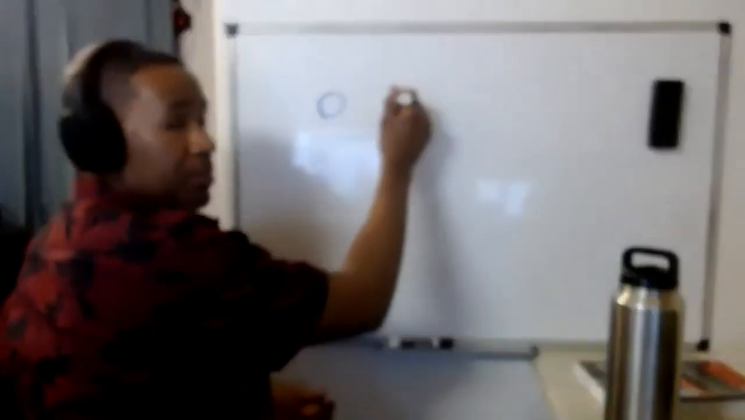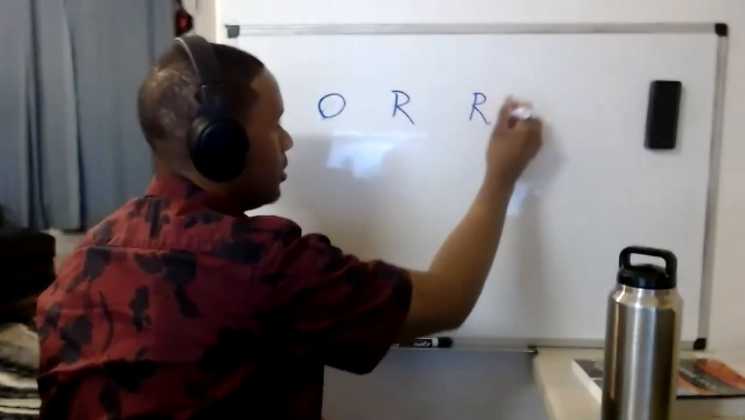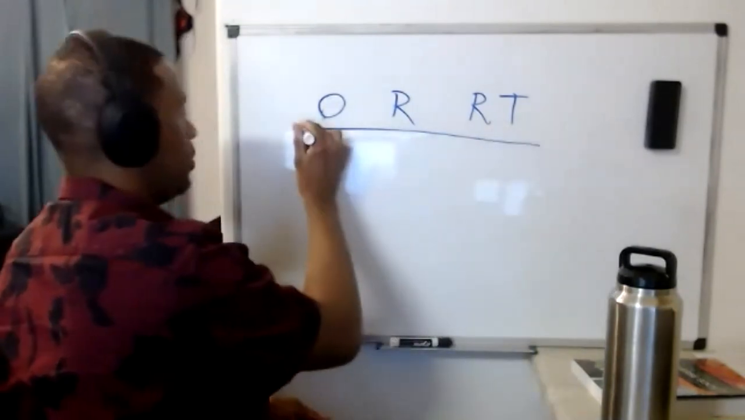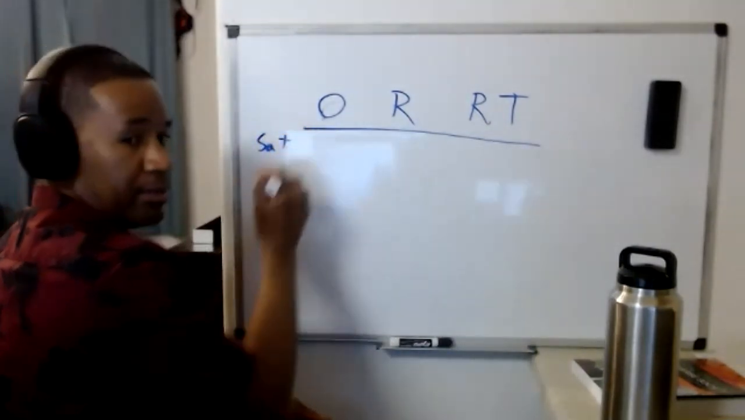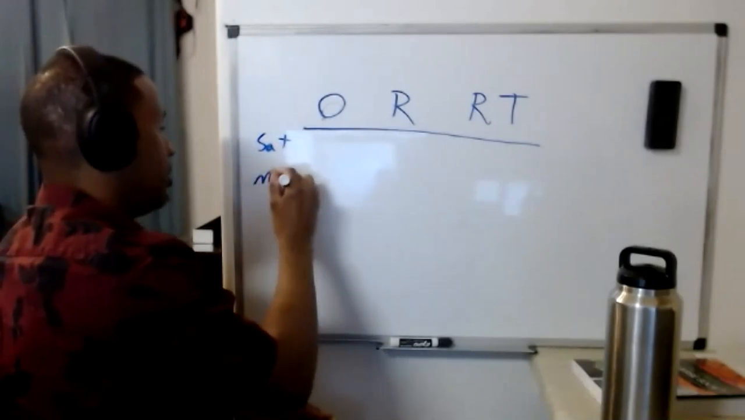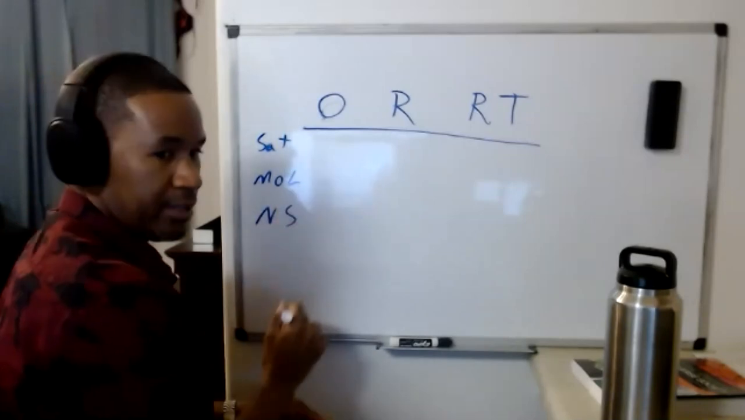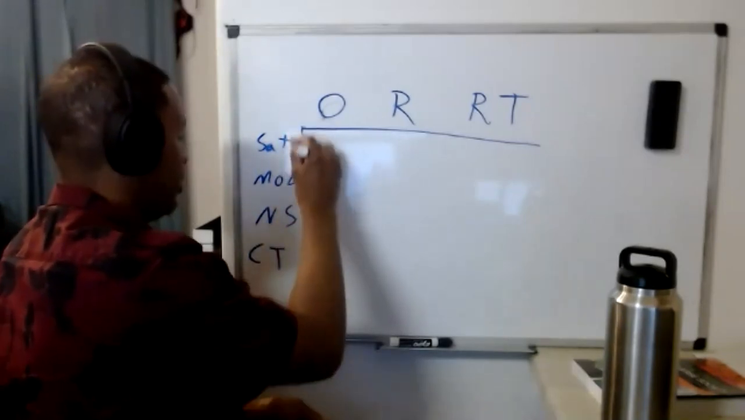We have own, rent, row total. I'm going to put satisfied, MOL for more or less, and then NS is not satisfied. Then I put CT for column total.